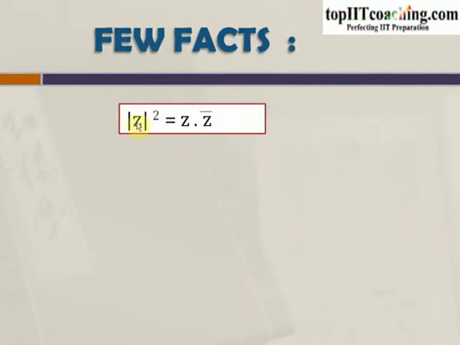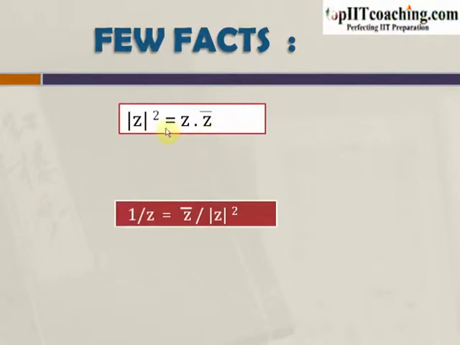Now the square of modulus of z is equal to z into conjugate of z. So this is a very important property, that the square of the modulus of z is equal to z into conjugate of z. Thus from this we can write 1 by z is equal to z conjugate divided by square of modulus of z. So if we have to find out 1 by z, then that would be equal to conjugate of z divided by square of modulus of z.